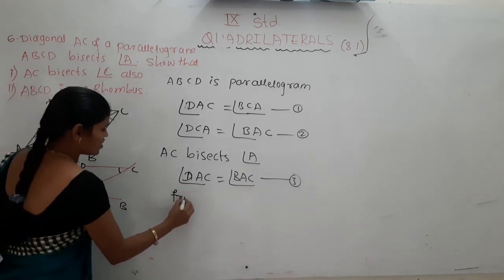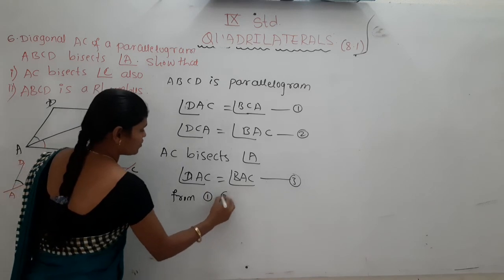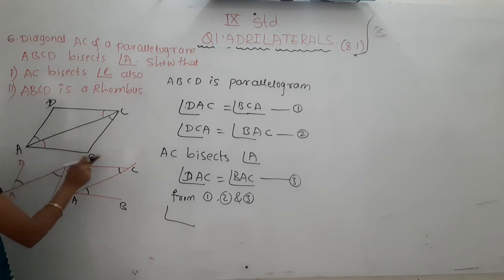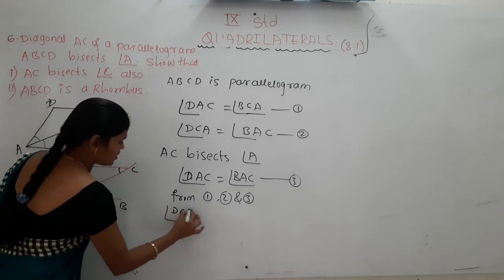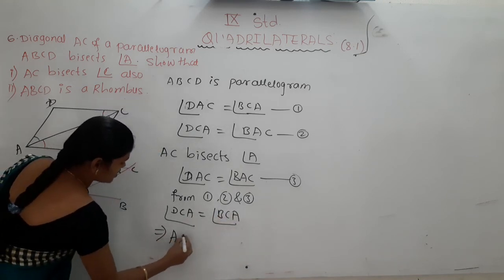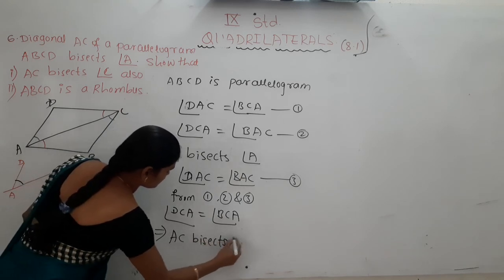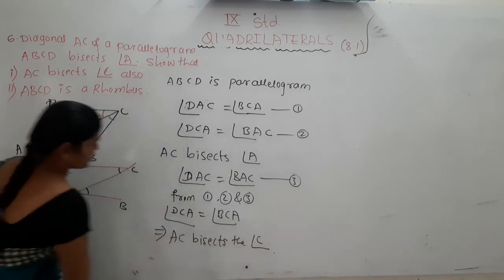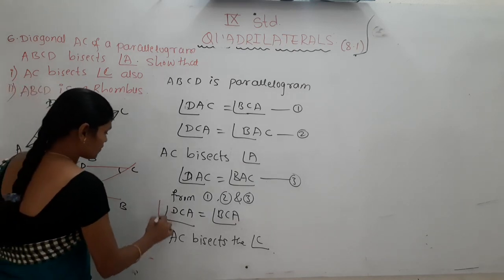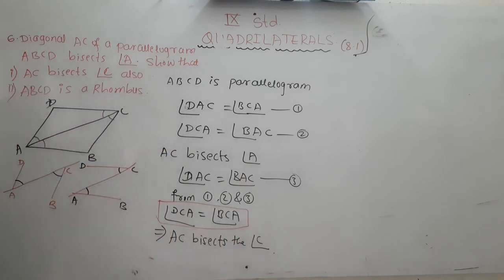So from equations 1, 2 and 3 we can conclude angle BCA is equal to angle BCA. This implies AC bisects the angle A, which means AC divides the angle A into two equal angles. And one more thing we have to prove here: ABCD is a rhombus.